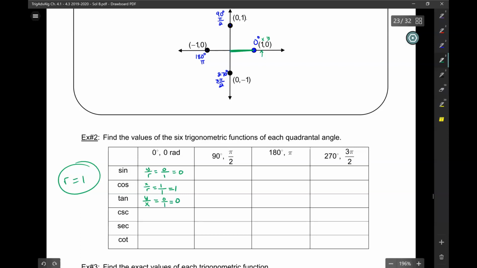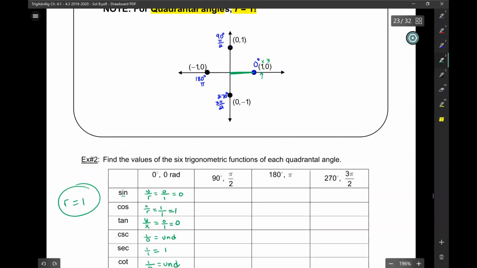Now, cosecant is the reciprocal of the sine. So that's going to be 1 over 0. Anything divided by 0 is undefined. Secant is 1 over the cosine. 1 over 1, that's 1. Cotangent is 1 over tangent. 1 over 0, undefined.